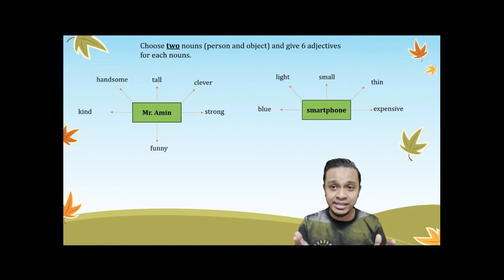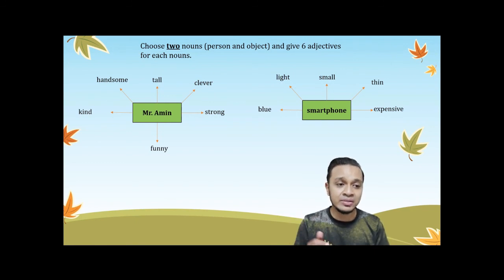So as you can see here, I have chosen two nouns. One for person, which is Mr. Amin, and I have given 6 adjectives for Mr. Amin. And then next I have chosen smartphone as a noun for object, and I have given adjectives for the smartphone. So, do you understand what you are going to do?